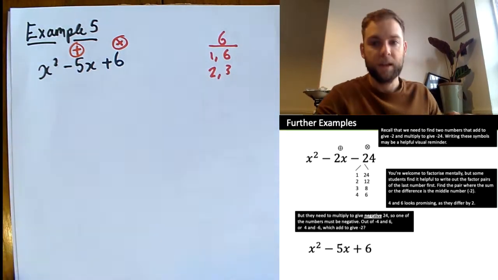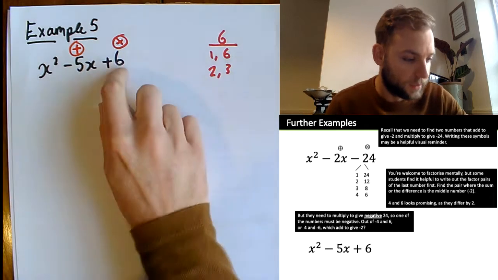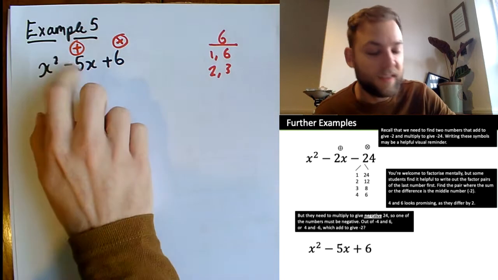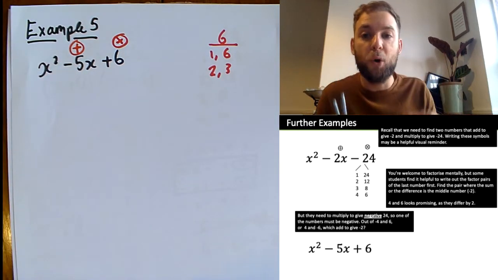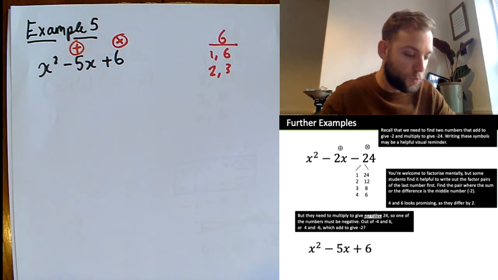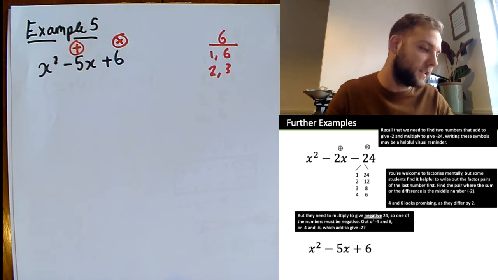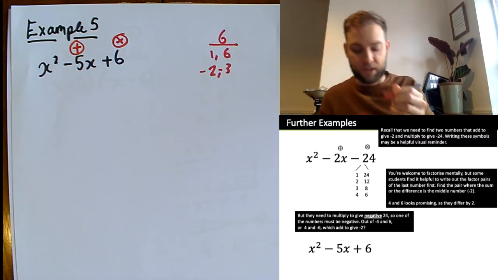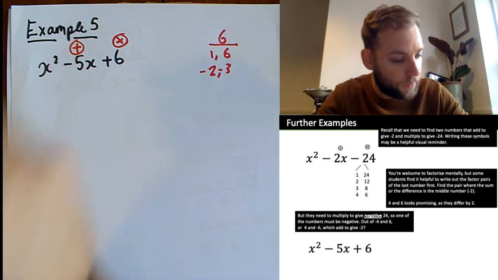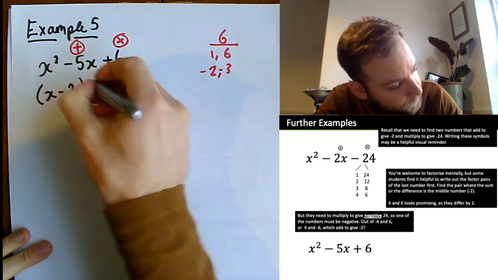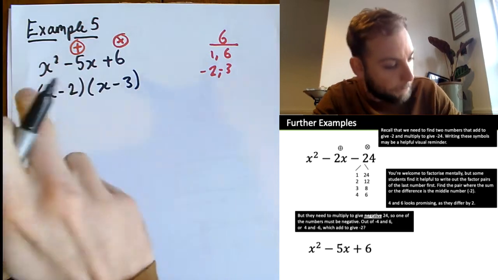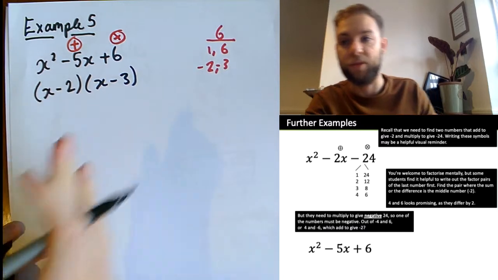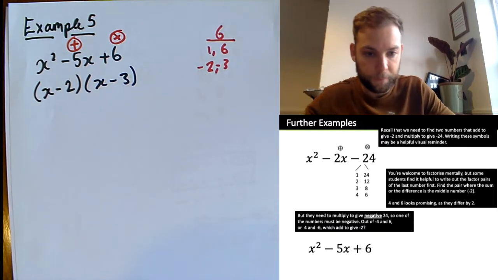Got to 3. So because this last number is positive, I know that my symbols must be the same. Now, because this is negative, that means that they must both be negative. Okay? So which ones of these, both being negatives, gives me minus 5? Well, I think that's pretty obvious in this one. It must be minus 2, take away 3, which is minus 5. So here I end up with x minus 2 and x minus 3. Minus 2 times minus 3 is positive 6. Minus 2 take away 3 is minus 5. Brilliant.